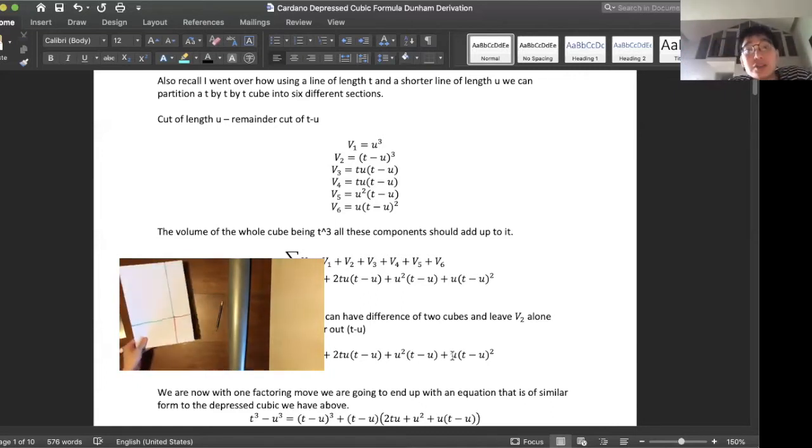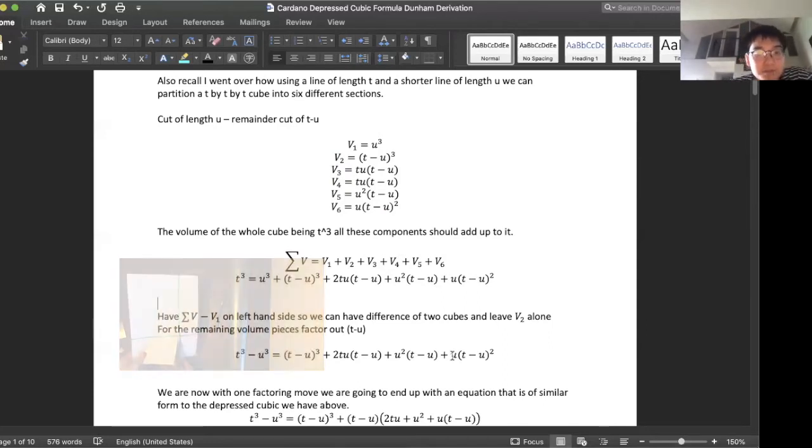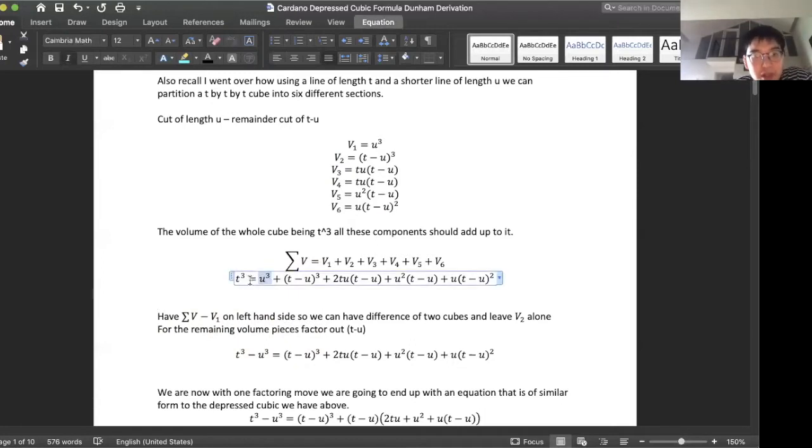Okay, anyhow, back on track. So our volume equation should look like this, and we will now move this first volume segment, this u cubed term, onto the left-hand side. So we end up with a difference of 2 cubes expression, t cubed minus u cubed.